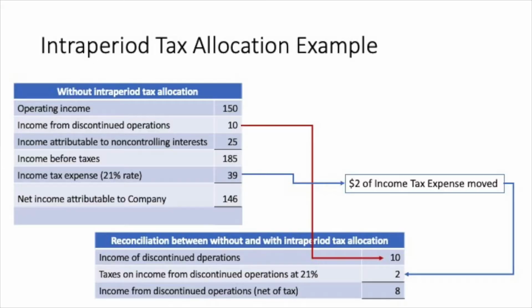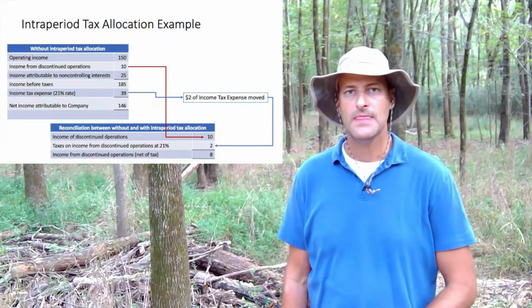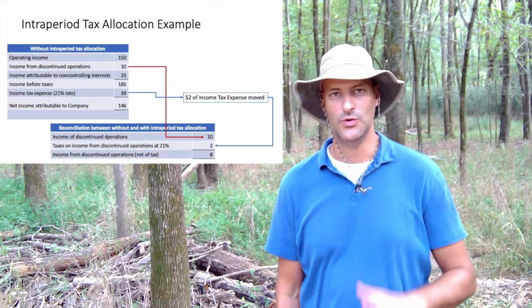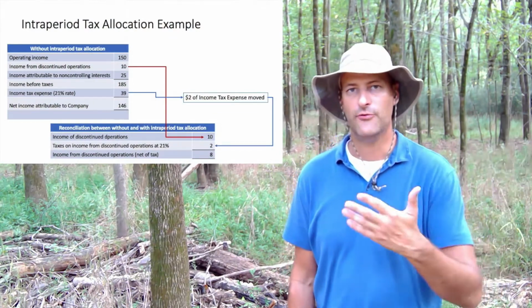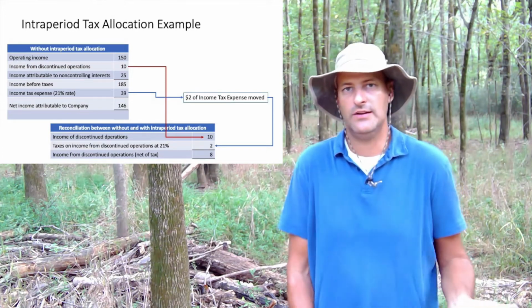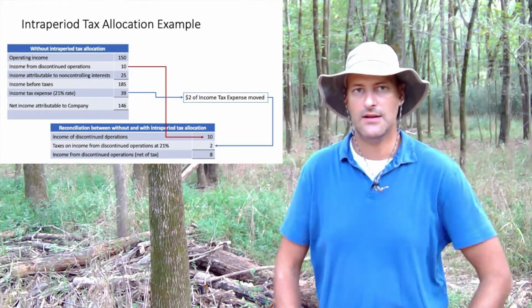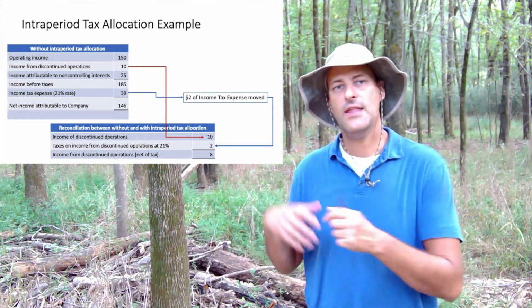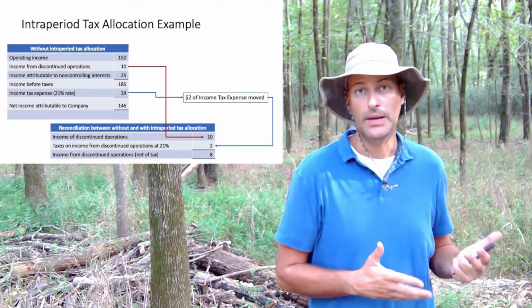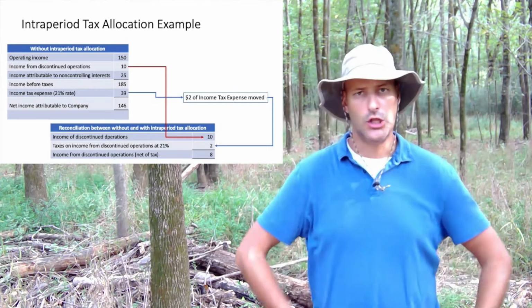Another way to look at and think through this: let's say we didn't have this intra-period tax allocation. We would just report net income, income from discontinued operations, and income attributable to non-controlling interests, all before taxes. So we just add all those line items up, not net of tax, and that would give us, say, income before taxes. We then multiply that times our rate of 21%. That gives us our income tax expense. And then we end up with net income attributable to the company. That's just all lined up right there.